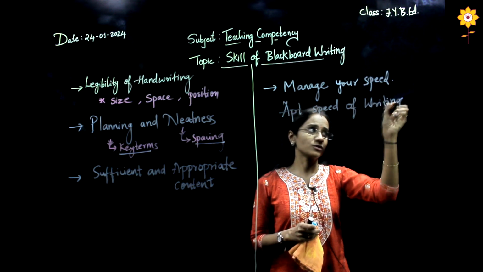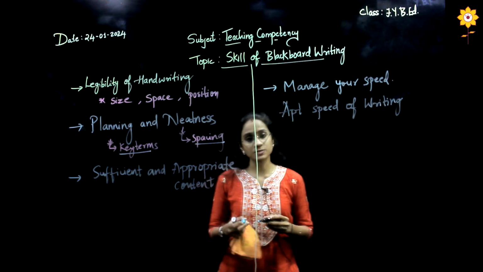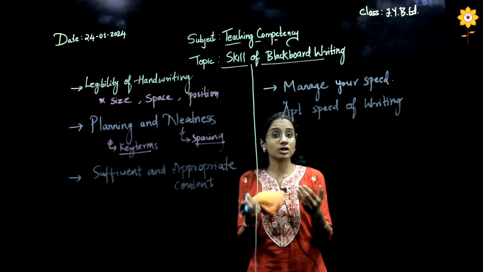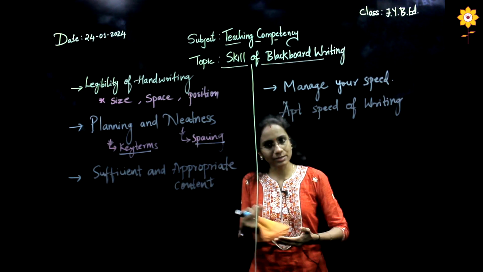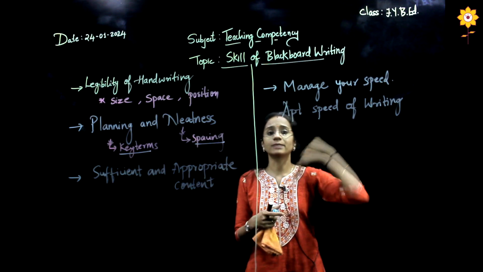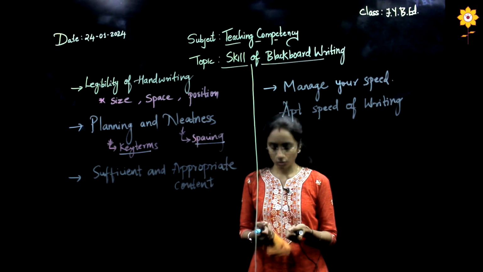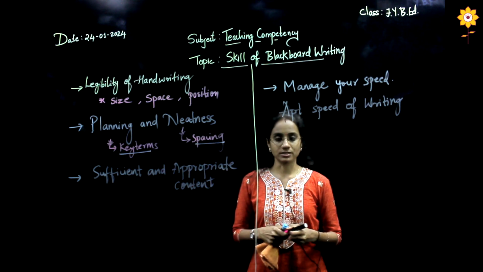Okay, so this is also very important, having a proper speed in writing, not very slow also and not very fast also. And you cannot write and talk simultaneously. So when I am teaching, I'm making sure that I put on the key points there and then I'm also talking to you. So this is giving you a visual representation, right?